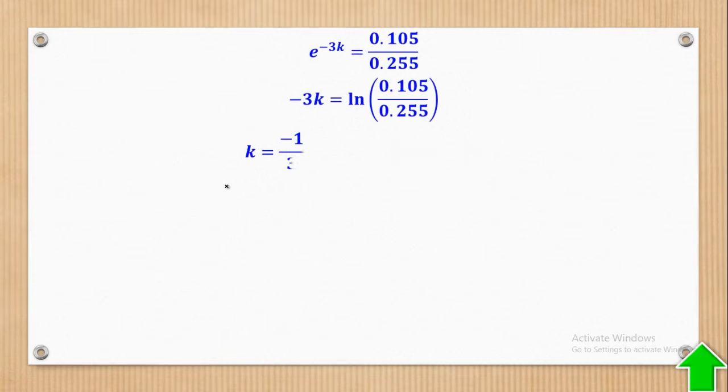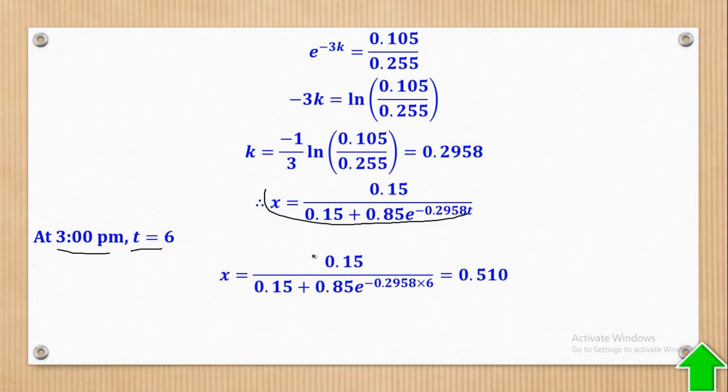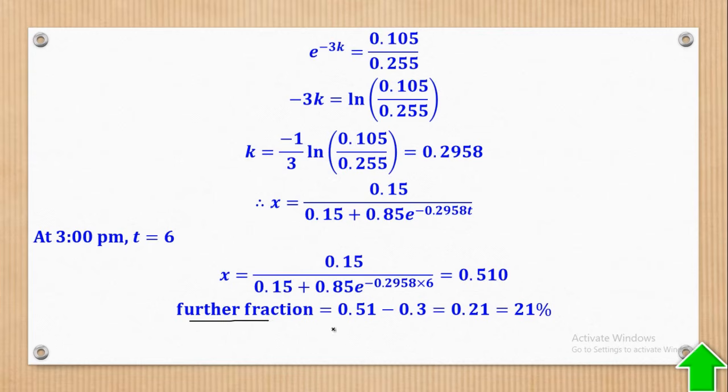So the value of K will be equal to negative 1 over 3 ln of that, which is 0.2958. So now the equation will become this. What about at 3 p.m.? At 3 p.m. T is equal to 6. So when T is equal to 6, substitute and get the value of X. But they wanted the further fraction, so the further fraction will be this current one minus this previous one to come up with 0.21, which is 21%, because the fraction was given in terms of percentage.